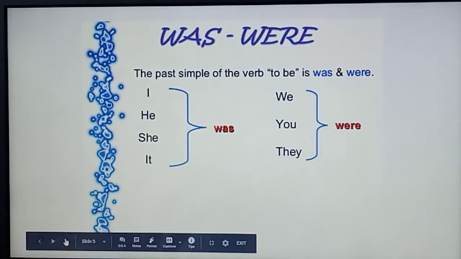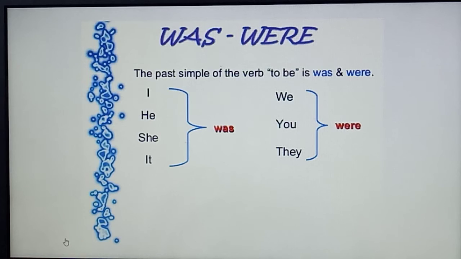Next, these are the examples. The past simple of the verb to be is was and were. Remember, I, he, she, it, we, you, they are pronouns. For I, he, she, it, you're going to use was, because they are in singular form. And for we, you, and they, you are going to use were.